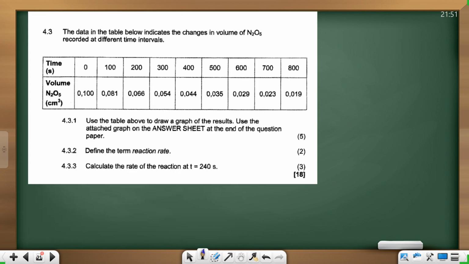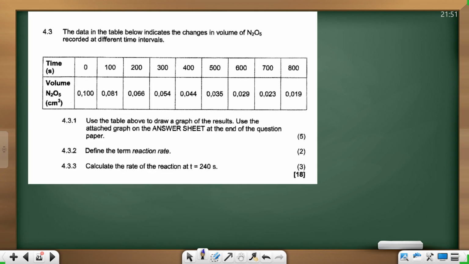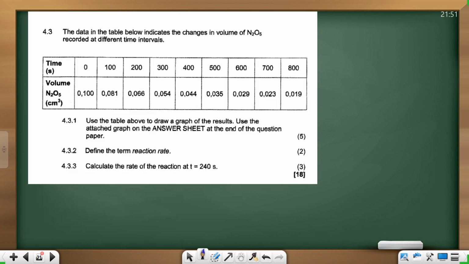So you must know how to sketch. 400 to 0,044, which is exactly there. All right. 500 to 0,035. Guys, this you can then complete. All right. And then your graph comes that way. And then you finish up. That's how you sketch your graph.